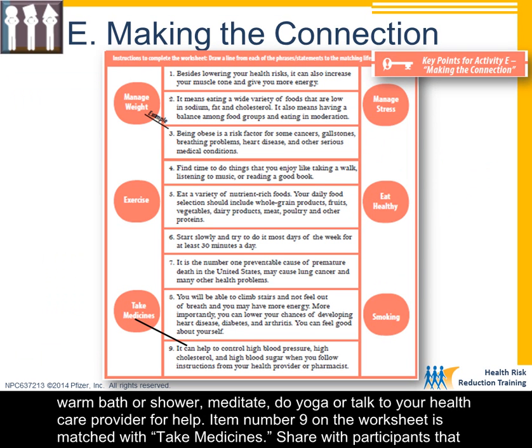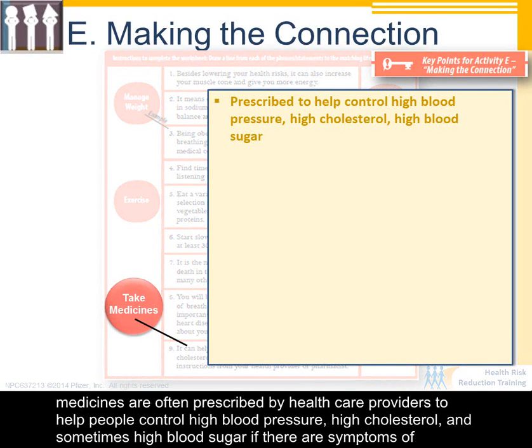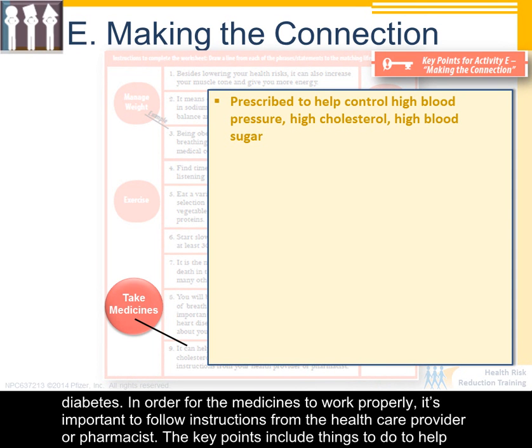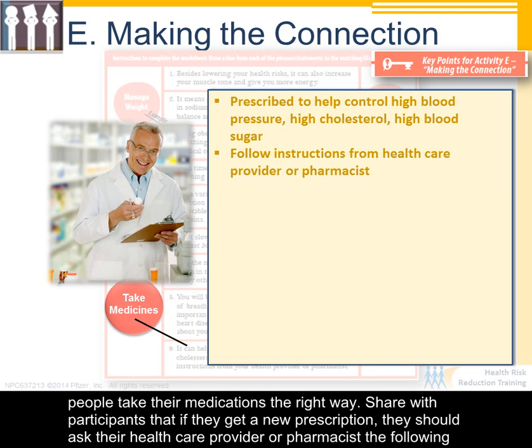Item number 9 on the worksheet is matched with Take Medicines. Share with participants that medicines are often prescribed by healthcare providers to help people control high blood pressure, high cholesterol, and sometimes high blood sugar if there are symptoms of diabetes. In order for the medicines to work properly, it's important to follow instructions from the healthcare provider or pharmacist. The key points include things to do to help people take their medications the right way.